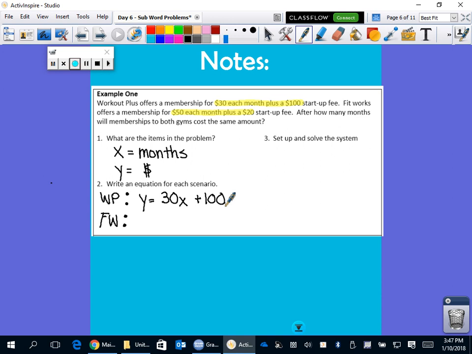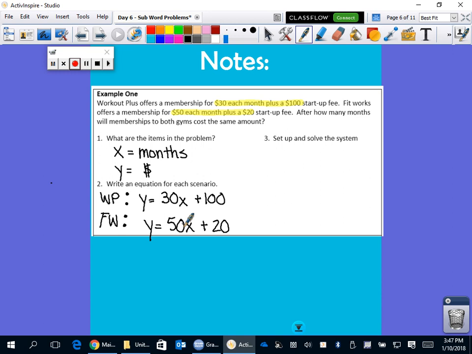All right, FitWorks, pretty much the same thing. $50 each month plus $20. So 50 each month plus the $20. Now here's where you talk about it. Which one would you want to join? Would you want to join the one where you pay less each month but more up front, or more each month and less up front? Depends how long you're going to work out or stay at these gyms.